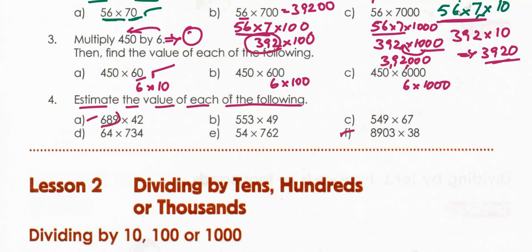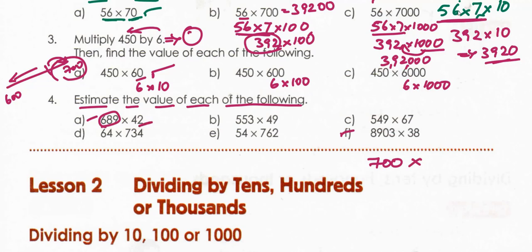689. This is hundreds value. So imagine this is your 600 and this is your 700. Then 689 is closer to 700. It is very far from 600. So you take the rounded estimate value as 700. So for this you take it as 700 into 42.